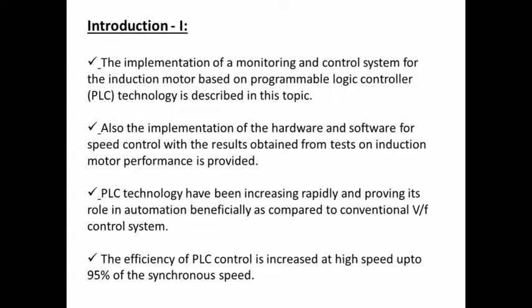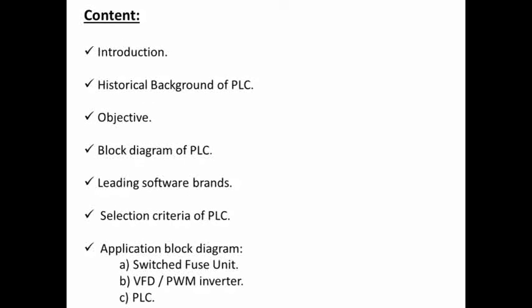Basically we are taking this V by F control system here, and the major important point is that the normal efficiency of a three-phase induction motor, if we consider practically, is 60 to 70%. But by using the PLC system here, we are going to control the efficiency up to 95% of the synchronous speed.